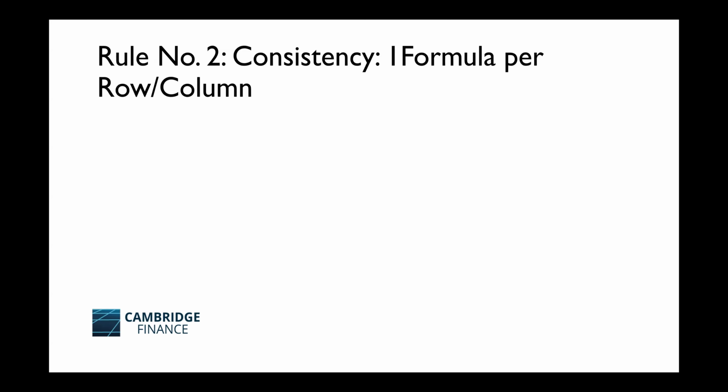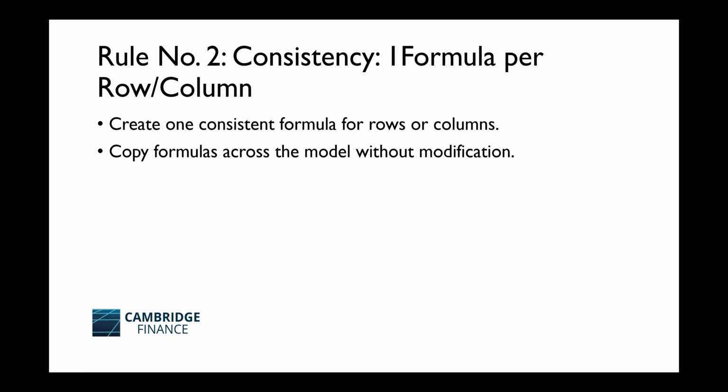Rule number 2, consistency in formulas. So one formula per row or column, and then you have to copy this across without modifying. This will make sure that your formulas are consistent, so you don't need to keep changing them.